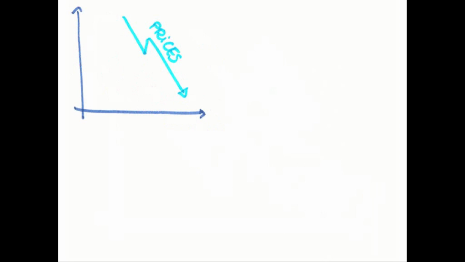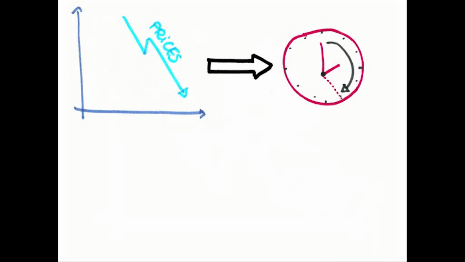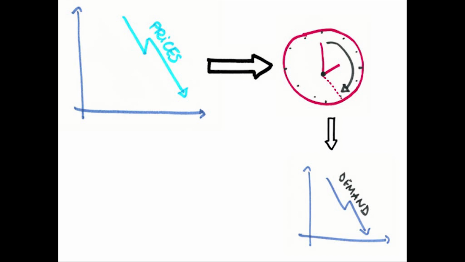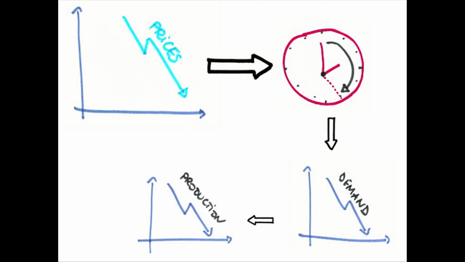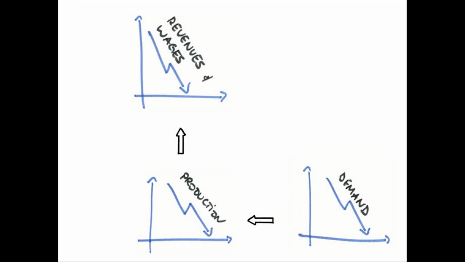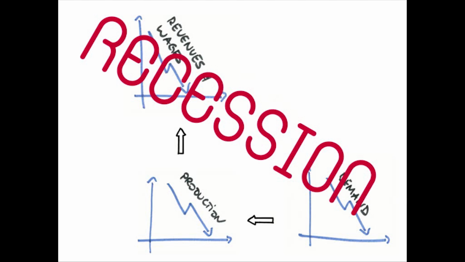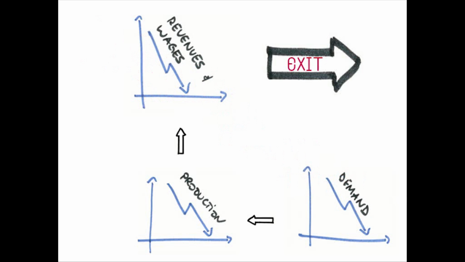Once prices start to decrease, the risk is that consumers and investors will delay their consumption and their investments, because they expect prices to get even lower. Lower demand logically leads to lower production, which leads to lower revenues and wages, which leads to lower demand, etc. This deflationary spiral worsens the recession. So how do we get out of it?